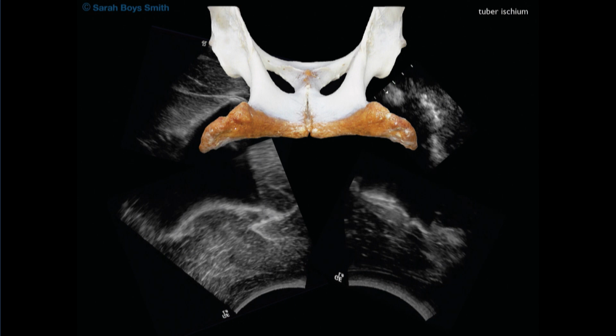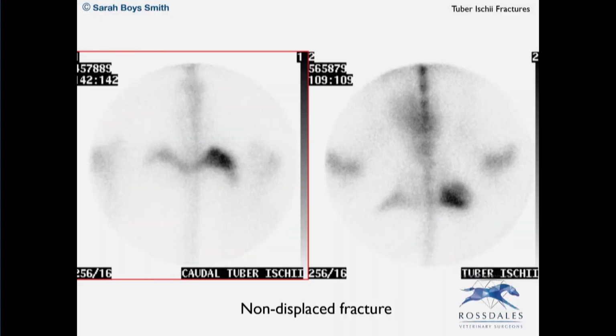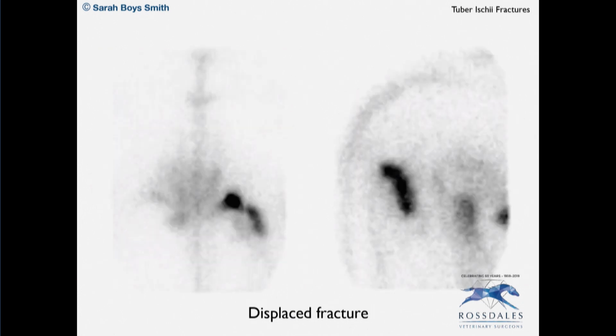And we might be able to get whether it's a displaced or non-displaced fracture from bone scan, so we can see an obvious uptake here on the right tuber ischii, so that's a non-displaced fracture, and then we've got a displaced fracture on this horse here. So we can potentially predict what we're going to see ultrasonographically from our bone scan results as well.